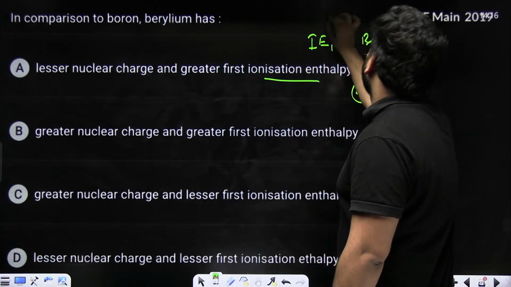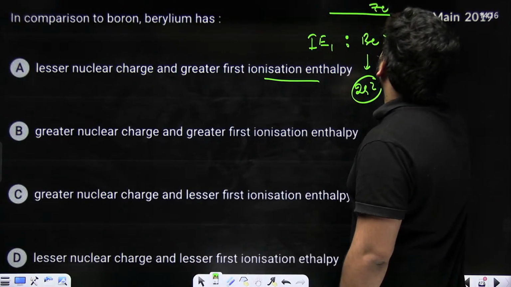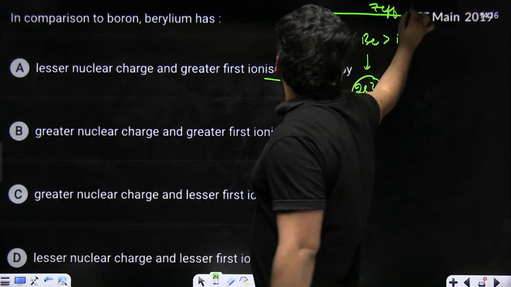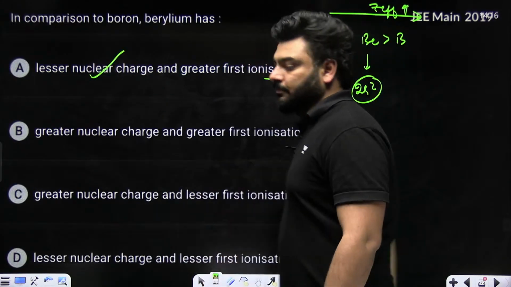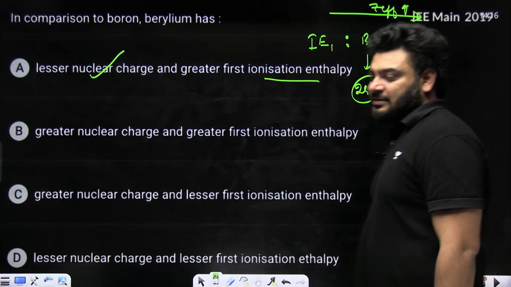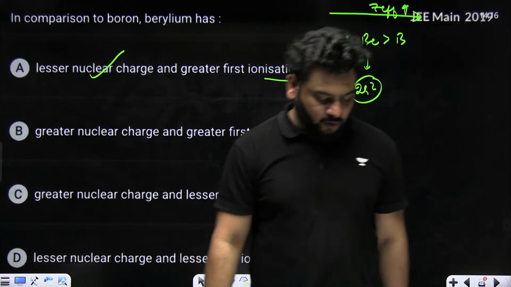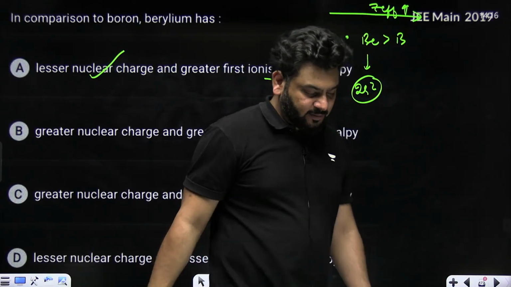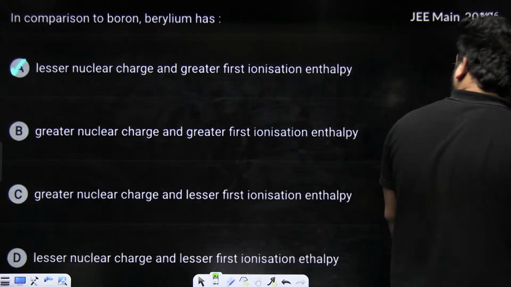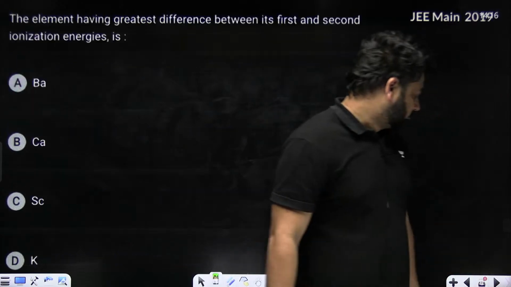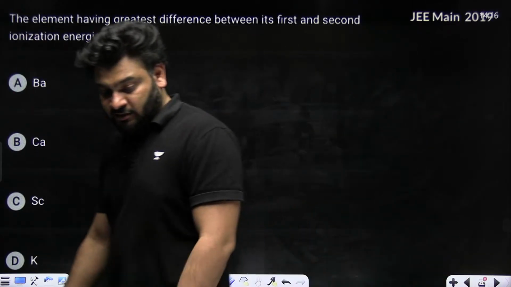But again, Z effective keeps on increasing moving left to right. So Z effective increases, and the correct answer should be A. Beryllium has lesser Z effective than boron, and boron has lesser ionization enthalpy than beryllium. Next question, please.